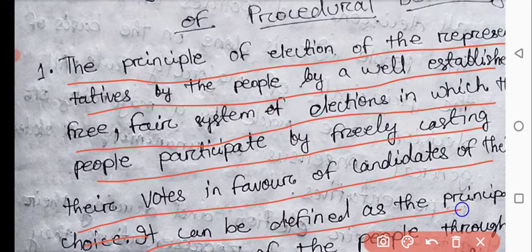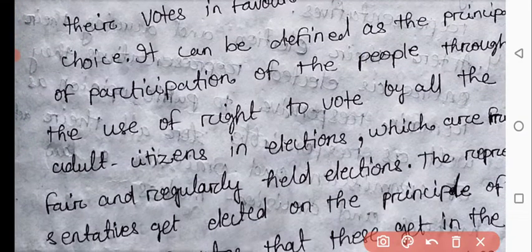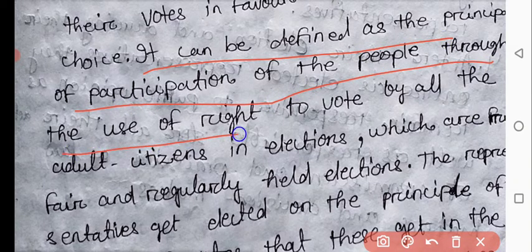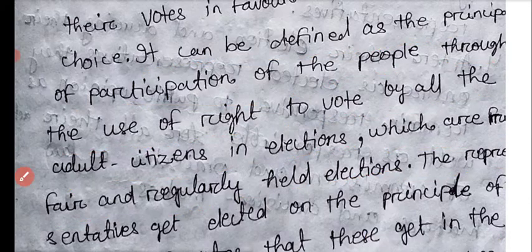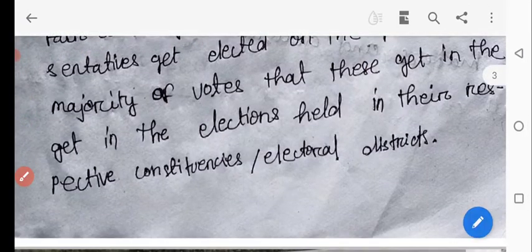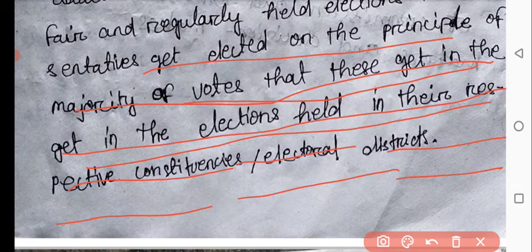It can be defined as the principle of participation of the people through the use of the right to vote by all the adult citizens in elections which are free, fair and regularly held. The representatives get elected on the principle of majority of votes that they get in the elections held in their respective constituencies and electoral districts.